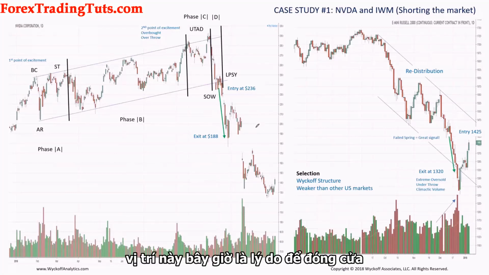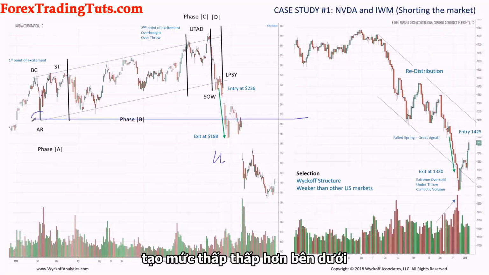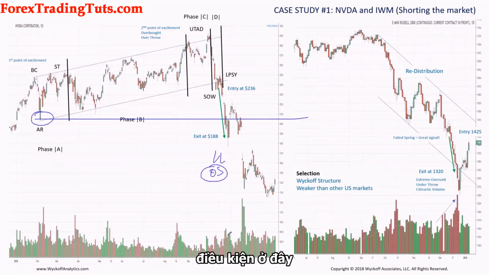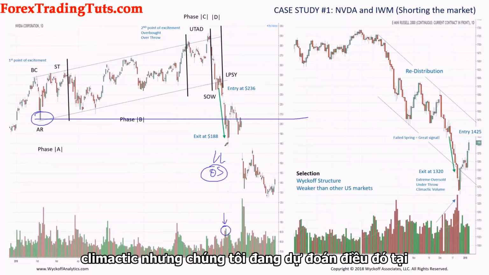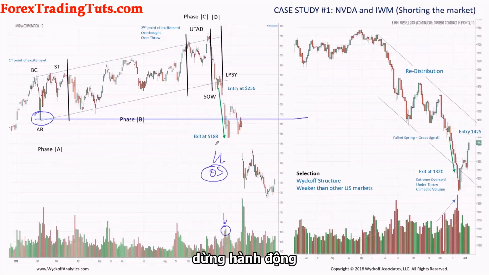Now, the reason for closing the position was that we have made a low below the low of the automatic reaction, and we are clearly in the oversold condition here. The volume signature is not that climactic, but we're anticipating that at this point, we might have some kind of stopping action. Why? Well, because selling does not happen consistently.